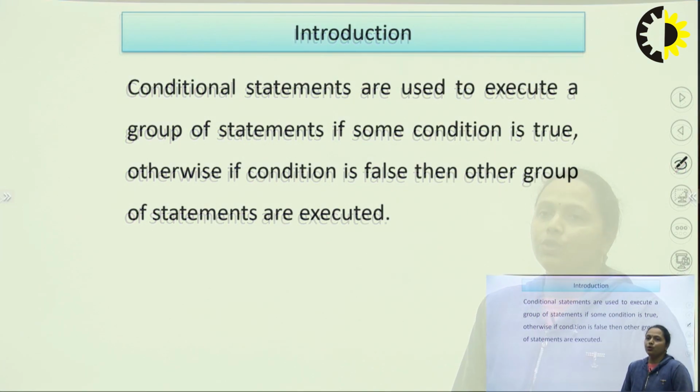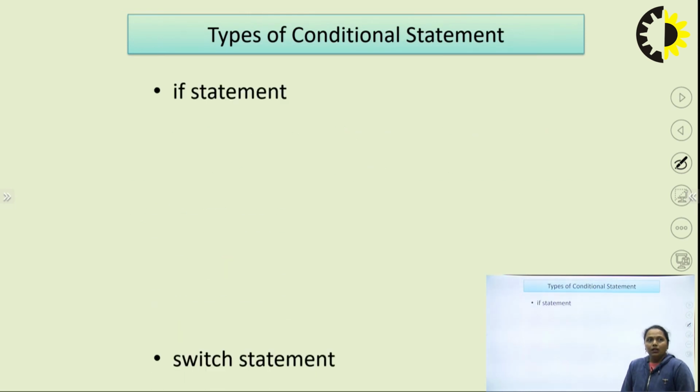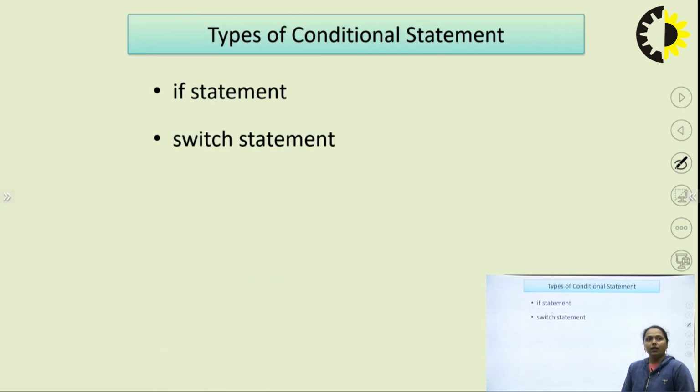Means if we want to decide which certain steps to execute within a program, then we use conditional statements. If the condition is true, certain steps are executed, otherwise another set of statements is executed. C provides two types of conditional statements: one is the if statement and the second is the switch statement. One by one we are going to discuss these two kinds of statements.